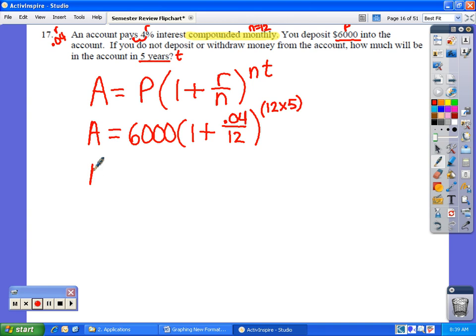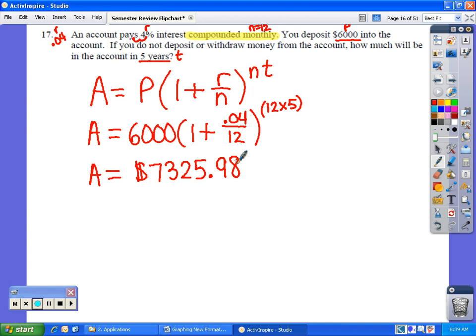Now you can put this all in your calculator, including the power, but make sure that your power is in parentheses. Also make sure that you use your caret button in your calculator for the power. And when you do that, you find out that after 5 years, you'll have $7,325.98. Now your calculator is going to read 976.